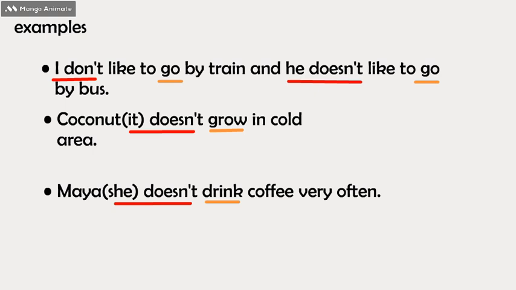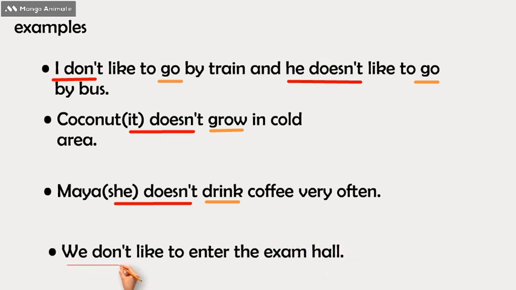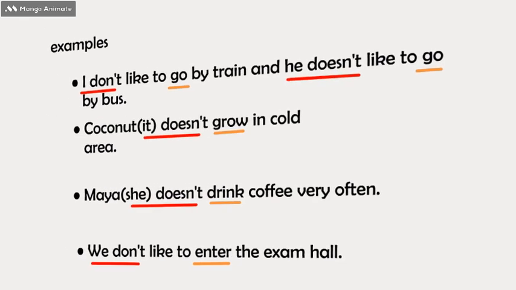Next example is we don't like to enter the exam hall. Here we are using the pronoun we, so we have to use don't as a helping verb. Therefore, the sentence is we don't like to enter the exam hall. It means some students don't like to go to the exam hall for all the semester or annually. Since this is a repeated action, we can use present simple sentence.